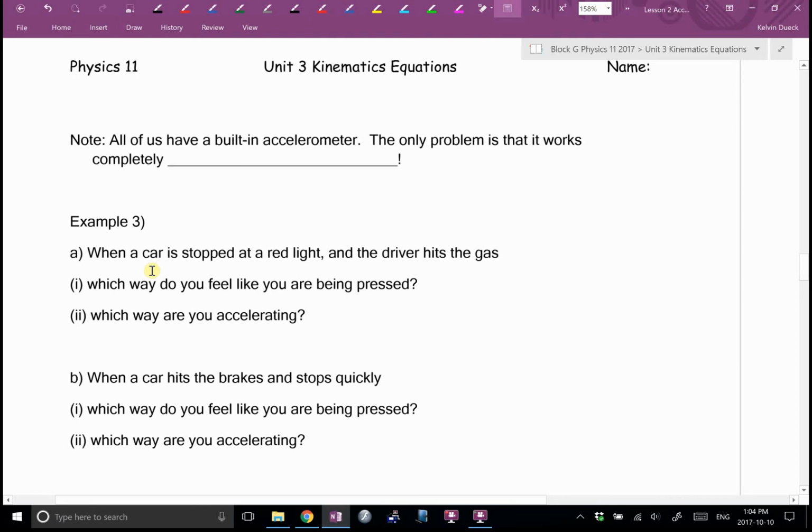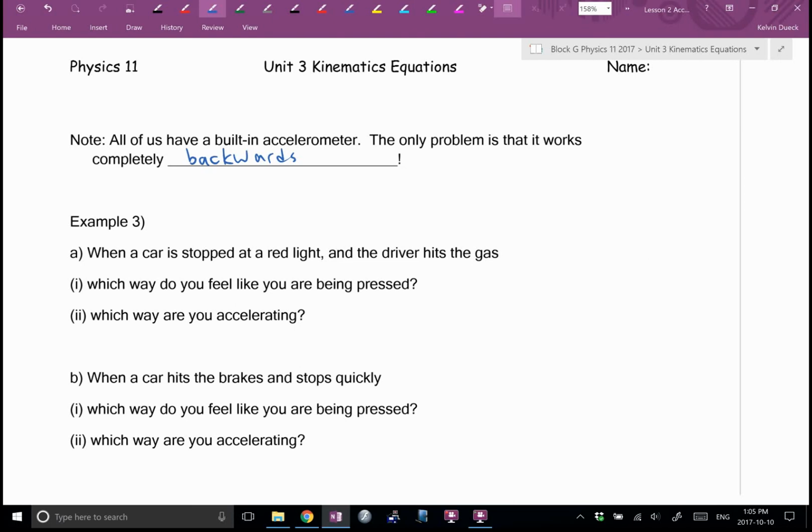Acceleration can be felt. All of you have a built-in accelerometer. Just one small problem. Works backwards. You can feel acceleration, but the direction that you feel you're accelerating is wrong. It's the opposite. I'm going to convince you of that.